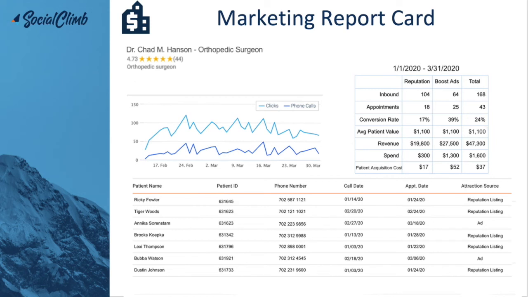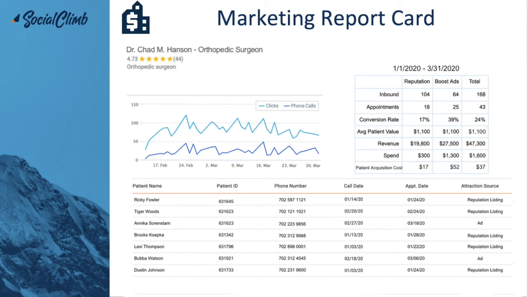Again, $1,100 value per patient on average for Dr. Hansen. That's $27,000 in potential revenue there. So at a $1,300 spend, because he was spending $22 a day, it's about $350 a month. $1,300 for the quarter, that's about $52 per patient to acquire those patients into the practice. And that third column is a blended rate, showing the combination of reputation and ads that when combined for him during this first quarter of 2020, his cost per patient to acquire a patient was $37 on average.